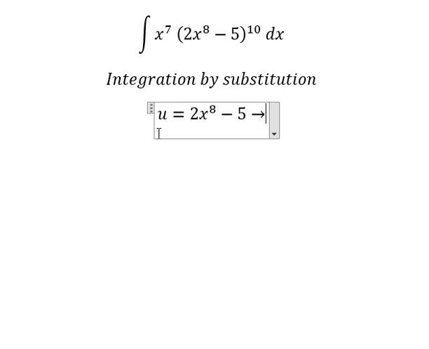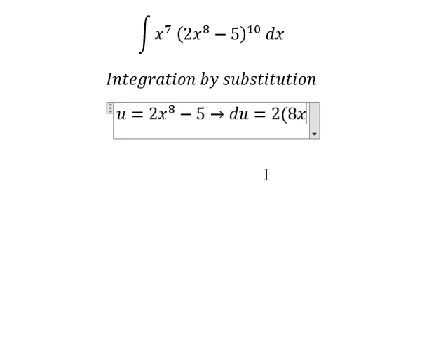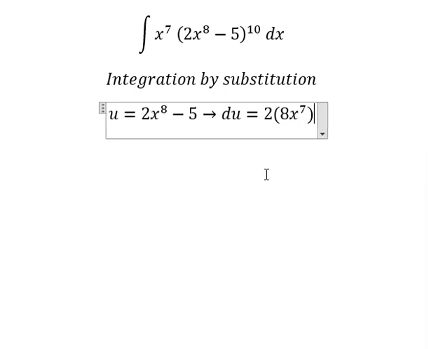Later, we need to first take the derivative of both sides. So this one is s to the power of 7. This one is the constant, so you get 0.